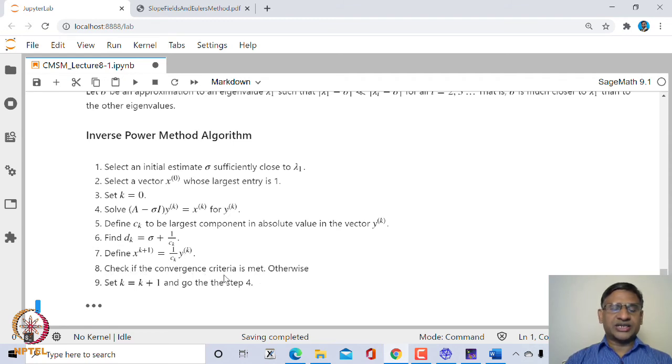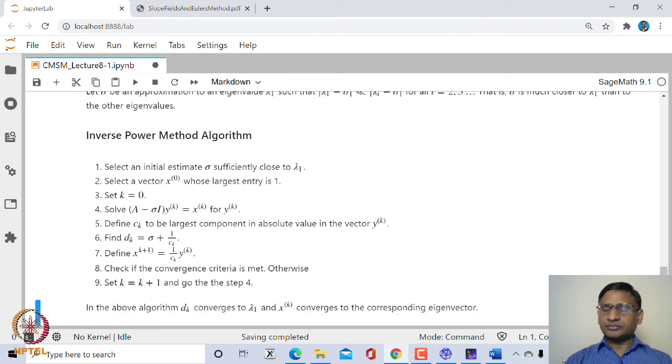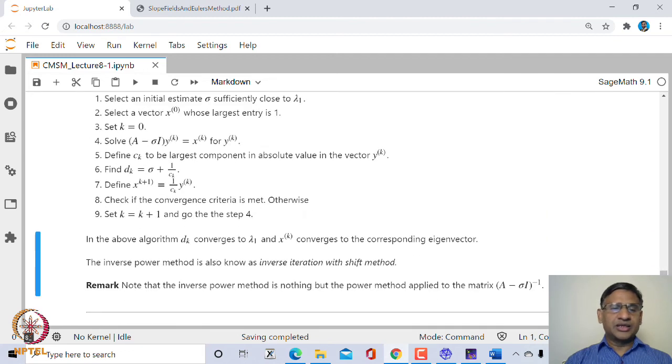In case the convergence criteria is met, you stop, otherwise increment the iteration by 1, k equal to k plus 1, and go to step number 4, that is, again solve A minus sigma times identity yk is equal to xk for yk. So that is the algorithm, and let us look at how we can implement it. In this case dk will converge to lambda 1, and xk will converge to the corresponding eigenvector.